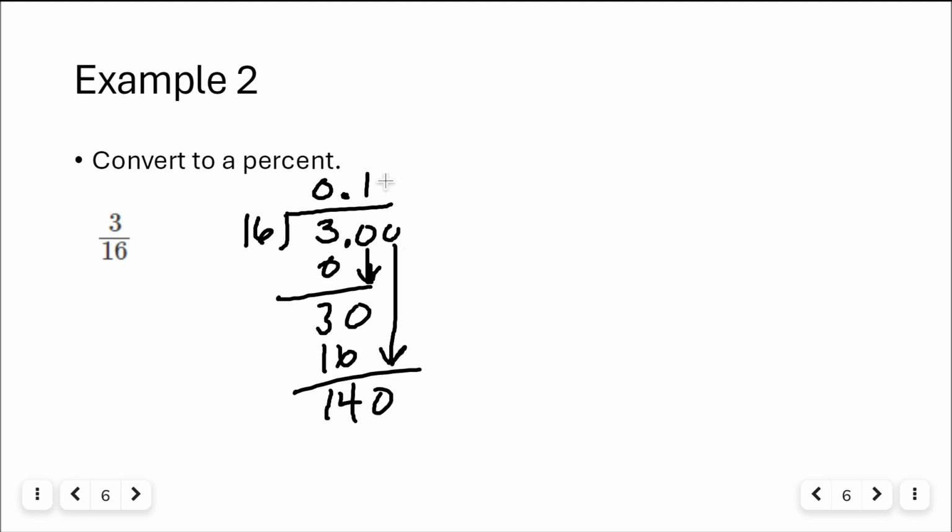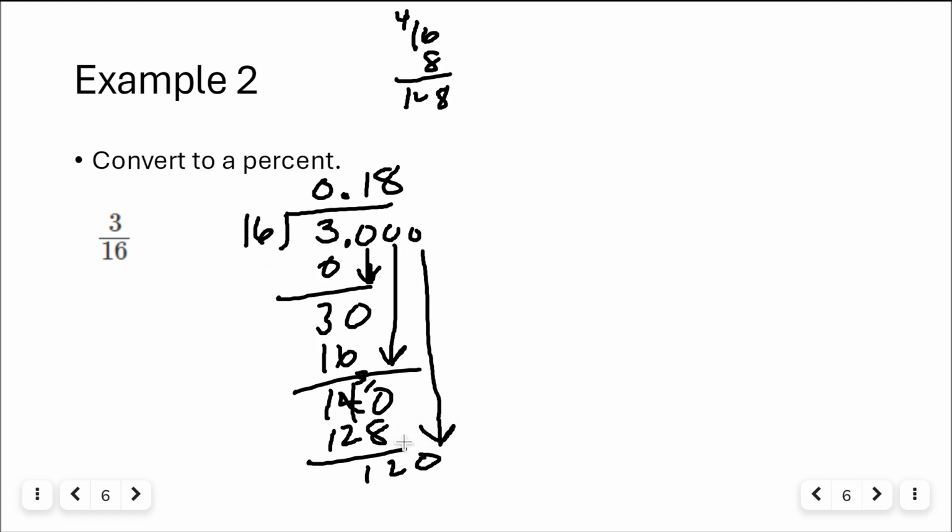Let's see. It goes in 8 times? 9 times? No, 9's too many. 8. 16 times 8, right? 8 times 6 is 48. 4 to carry. 8 and 4 makes 12. Yeah, 128. So 140 minus 128, borrow, is 12. Bring down the 0. 16 goes into 120. Must be 7 times. So 16 times 7: 6 times 7 is 42. 4 to carry. 112.